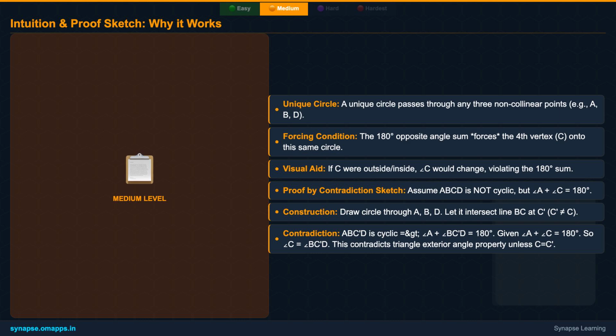Now, if the 4th point, C, forms a quadrilateral ABCD where angle A plus angle C equals 180 degrees, this condition forces point C to land precisely on the same circle that passes through A, B, and D. If C were anywhere else, either inside or outside this circle, the angle at C would change, and the sum of A and C would no longer be 180 degrees. This angle condition acts like a geometric magnet pulling the fourth vertex onto the circle.